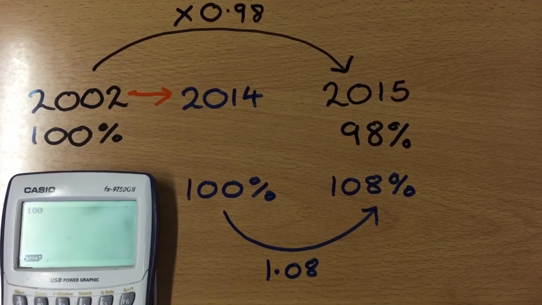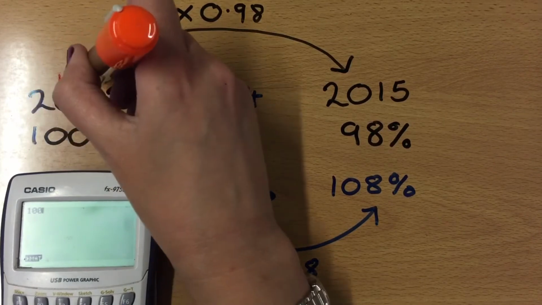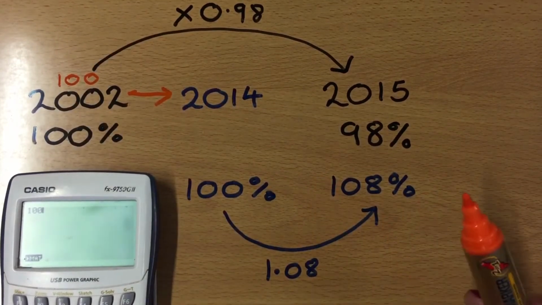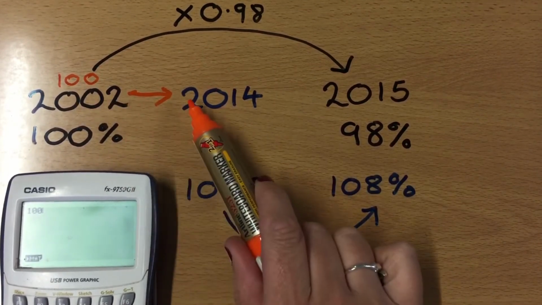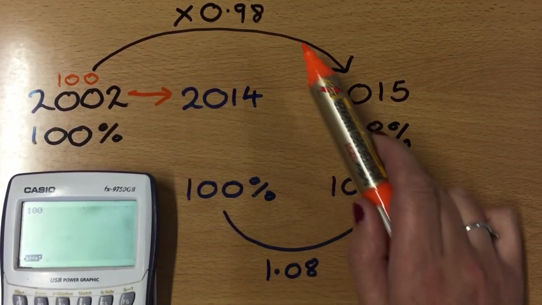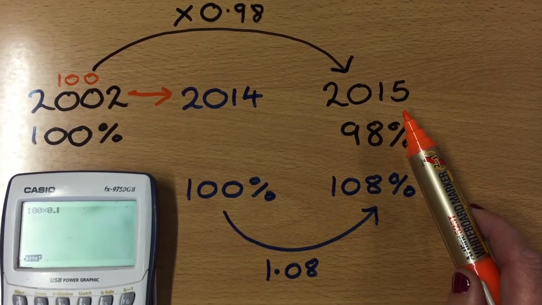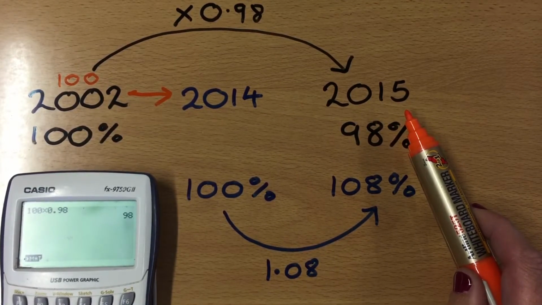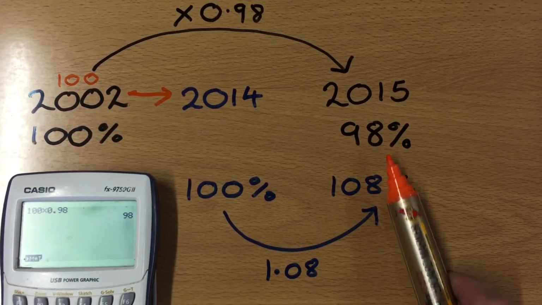We start off putting 100% in at our very beginning. So, start off at 100%. Can't go directly here, so we're going to have to go to 2015. So, we times by 0.98, which gives us the 98 we expect.